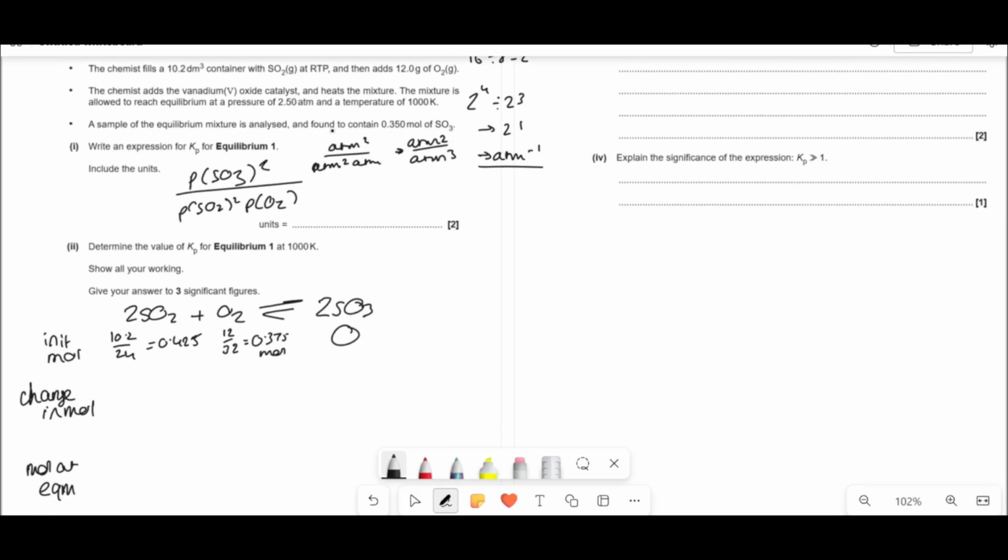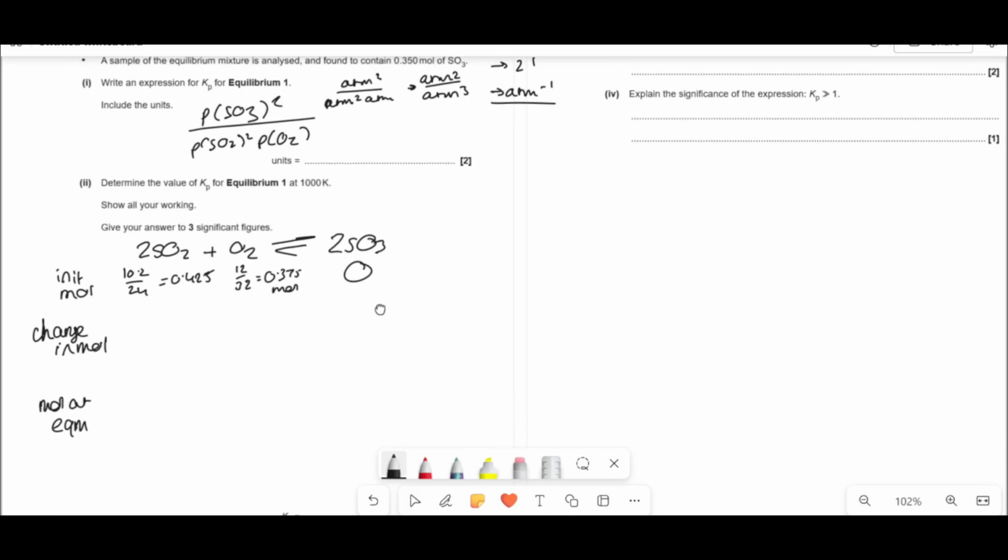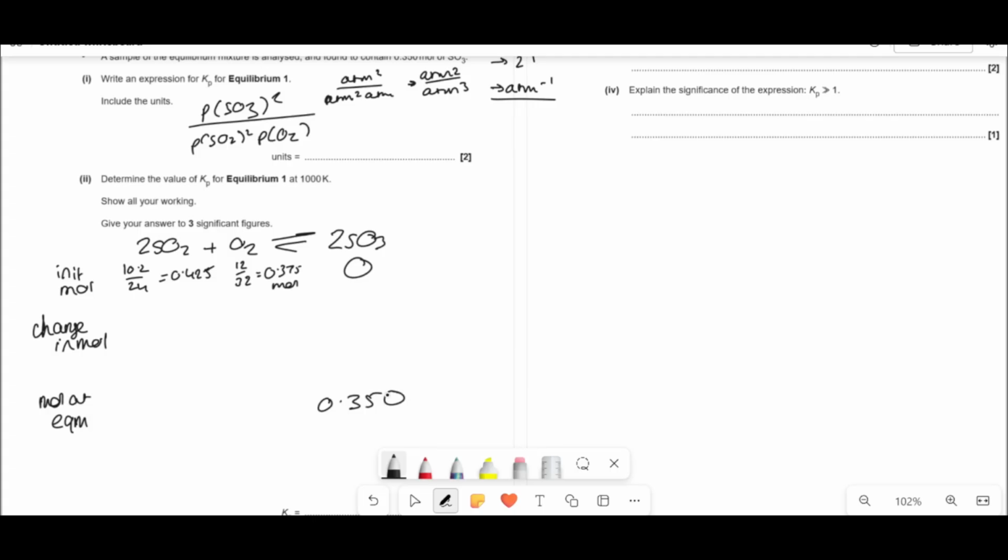Then the question tells you, at equilibrium, it has this much SO3. So at equilibrium, we have 0.350 moles of this stuff. Its change has been plus 0.350. If this has gone up by 0.350, whatever is in a 1-to-1 ratio with this, so here, will have dropped by that much, because every 2 of these makes 2 of them. That means we will have lost 0.350 of this, but because every one of these makes 2 of these, this will have dropped by half as much. So that means this will have dropped by 0.350 over 2, which is 0.175.